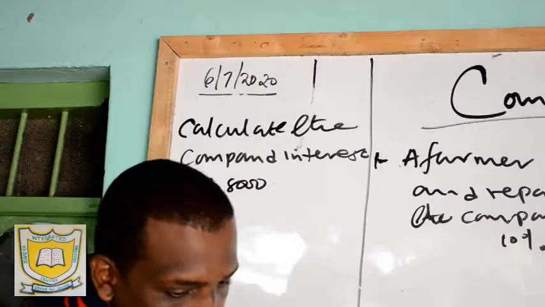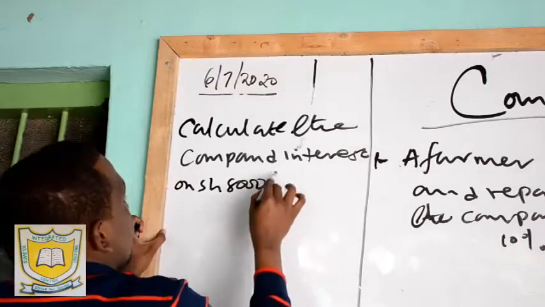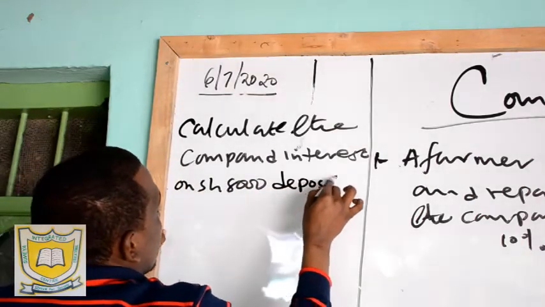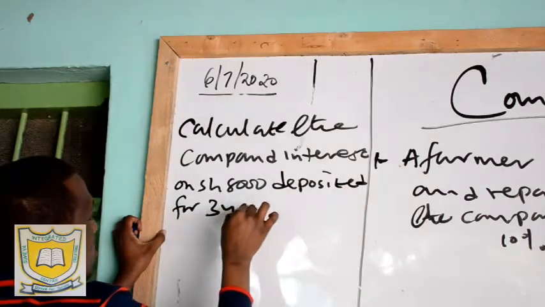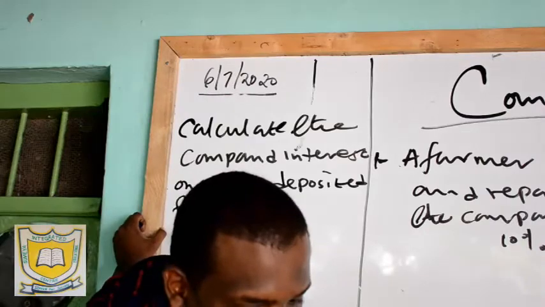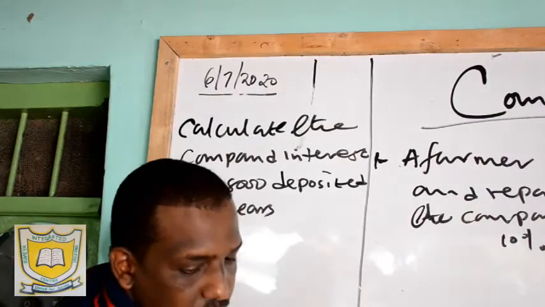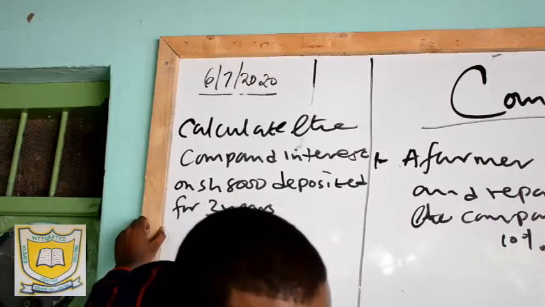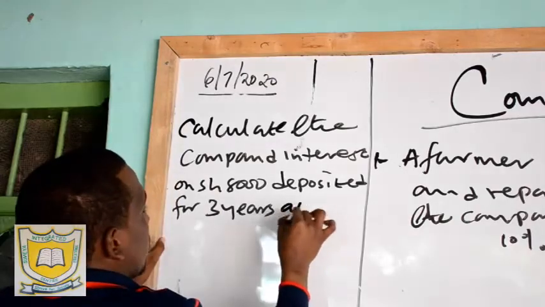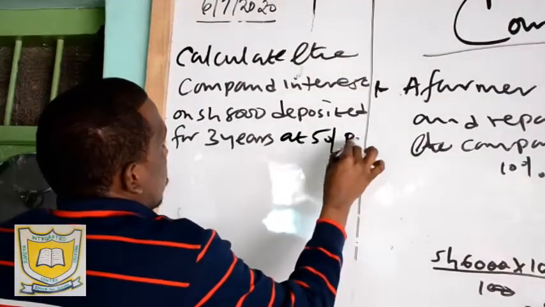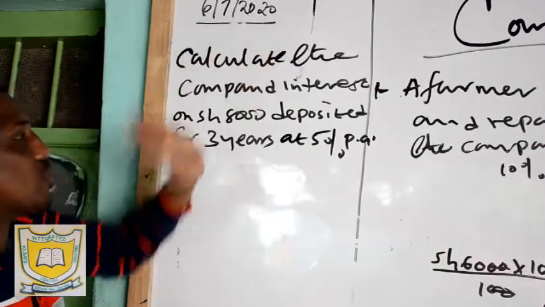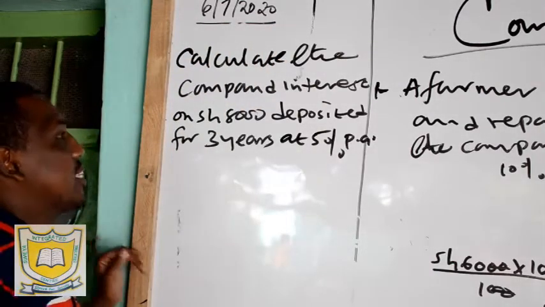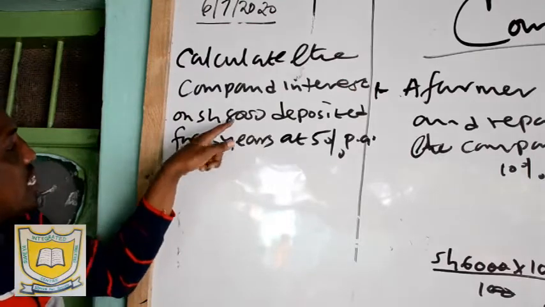Calculate the compound interest on shillings 8,000 deposited for 3 years at 5% per annum. So they only want the compound interest of shillings 8,000 deposited.